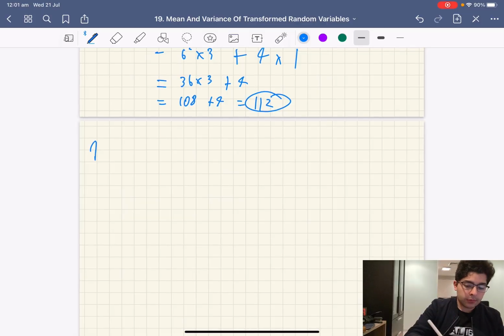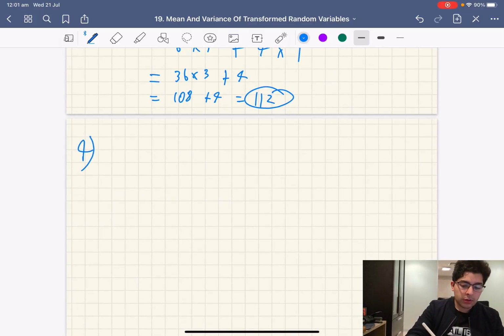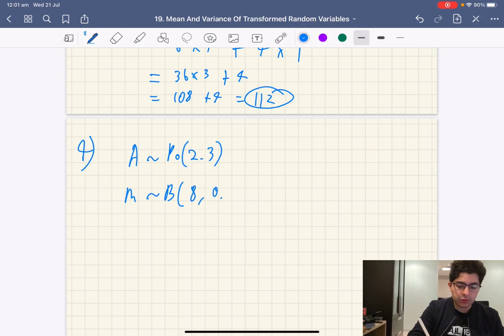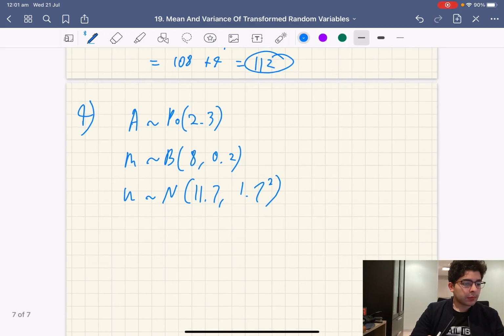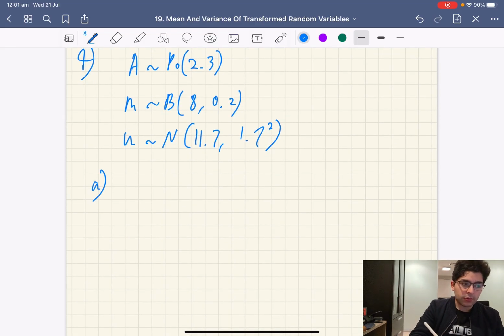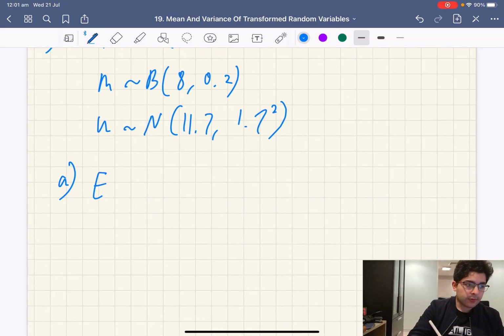Now let's say for this question, A is distributed with a Poisson distribution of 2.3. M is distributed with a binomial distribution of 8 and 0.2. And U is distributed normally, 11.7, 1.7 squared. Okay, and there are two parts. First of all, I want to find E of 3M minus 2U.